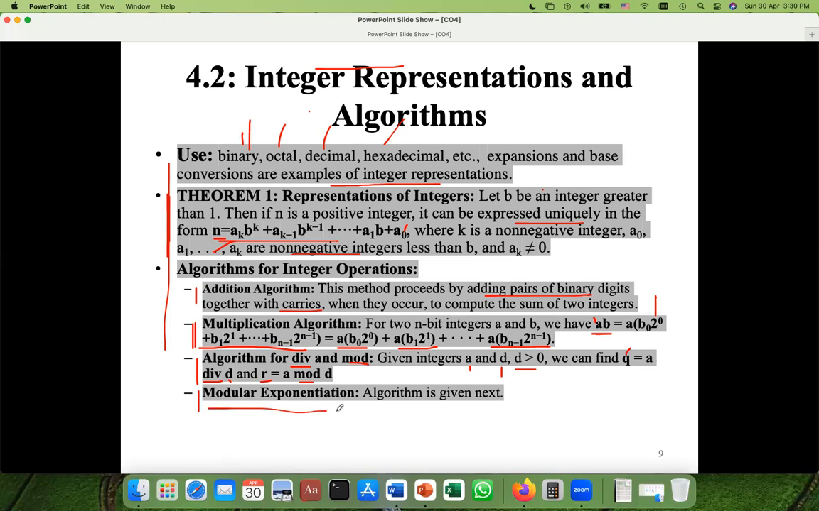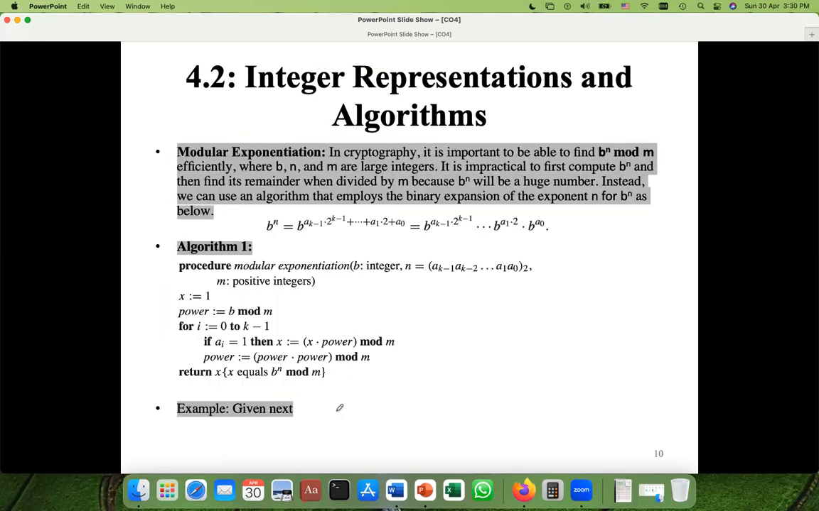Now, modular exponentiation. For example, if you have to calculate b raised to power n mod m. This b raised to power n is called exponentiation, and n is the exponent of this b, you know that. And the concept of mod is there, so that's why it is modular exponentiation.